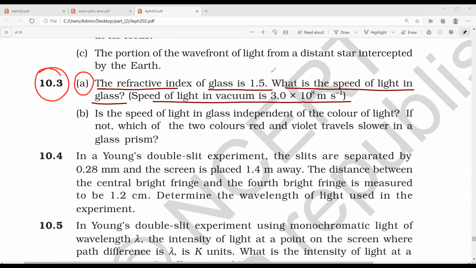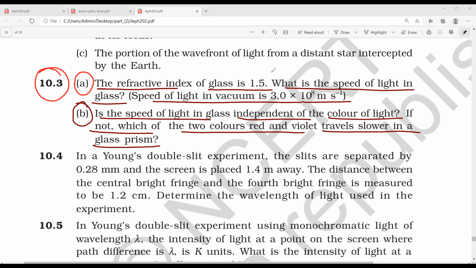And this is the A question. And for the B one, what they ask is, is the speed of light in the glass independent of the color of light? If not, which of two colors, red and violet, travels slower in the glass prism? Like that they ask the question. So let us see how to solve this one. 10.3.